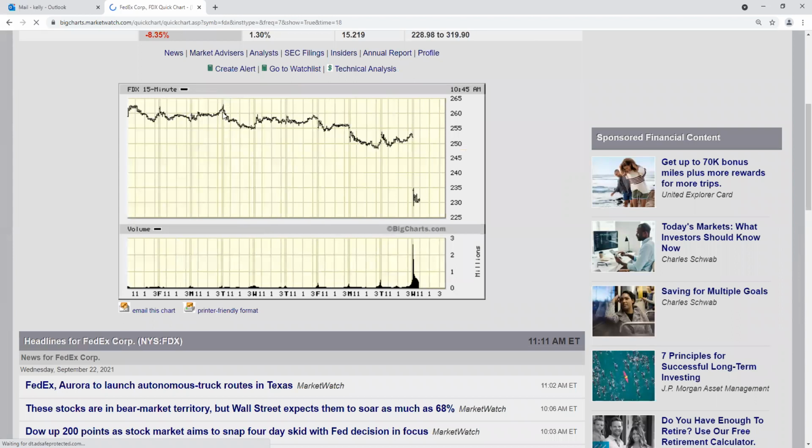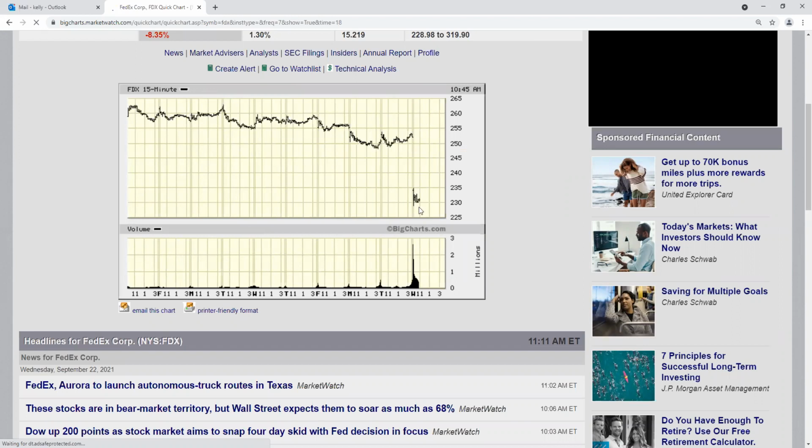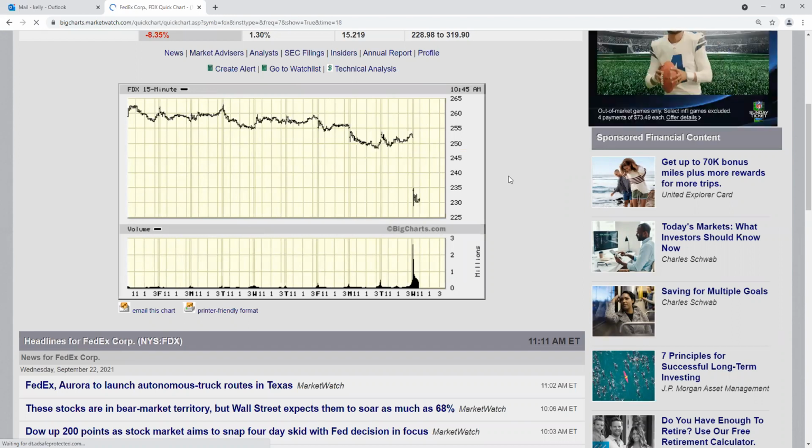I got a good company, FedEx. And the next thing, the news they announce is not very good. And there you go. You got a pretty big drop down here. Maybe it's a buy down here.